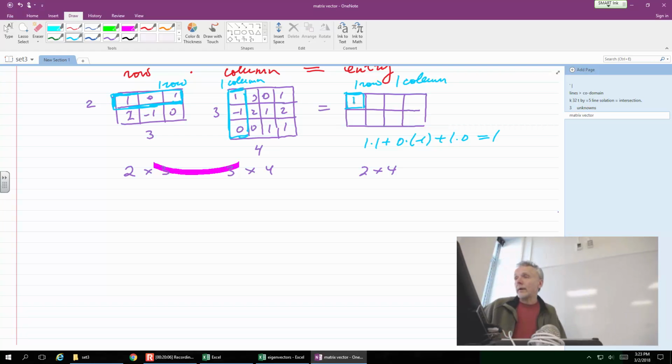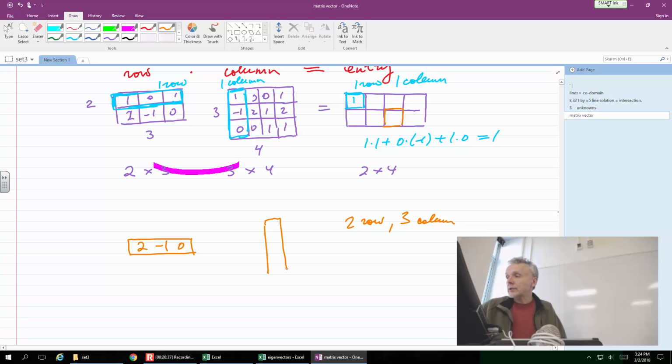So I don't want to do every single one of them. So let me do it separately. So how about I pick second row, third column. So in other words, this one. Okay, so once again, I identify second row from the whole thing, 2, negative 1, 0. And I multiply by the third column, which is 0, 1, 1.